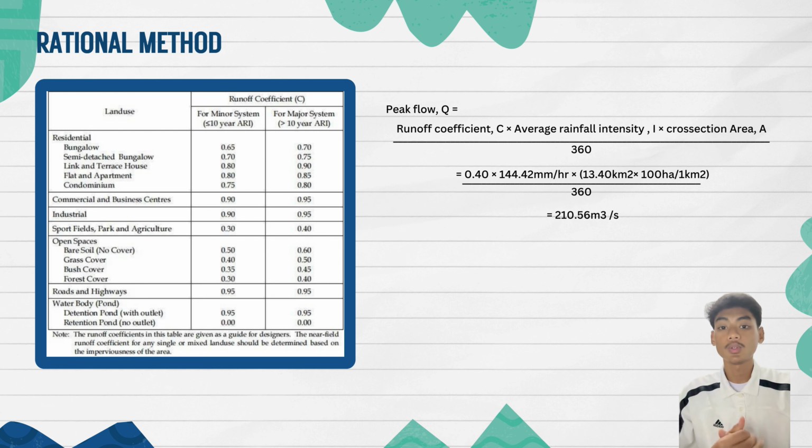For the Q, which is peak flow, this is the formula of how to find the peak flow. The formula is runoff coefficient multiplied by average rainfall intensity multiplied by cross section area per 360. So the final answer is 210.56 meter cube per second. So our peak flow is 210.56 meter cube per second.